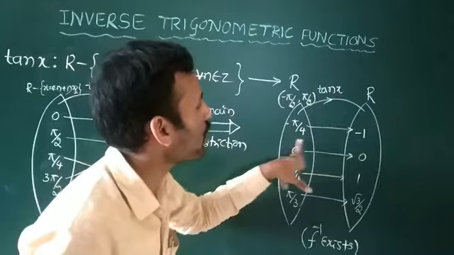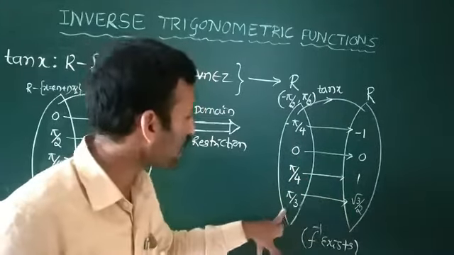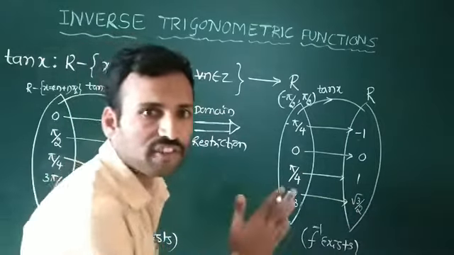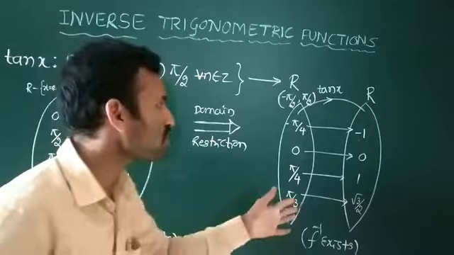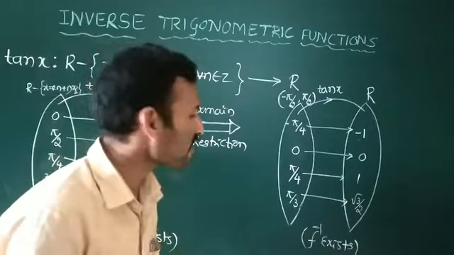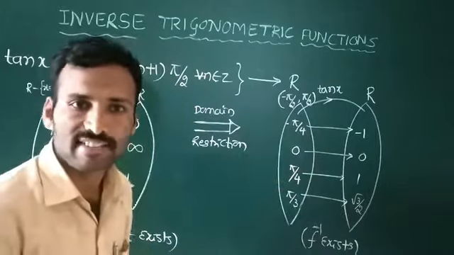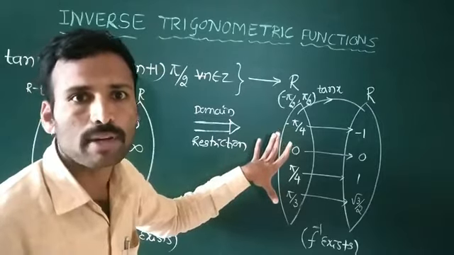Next, tan of minus pi by 4 is minus 1, tan of 0 is 0, tan pi by 4 is 1, and tan pi by 3 is root 3. This means different elements in the domain have different images in the codomain. Hence, the function is one-one as well as onto. Hence, the function has an inverse, that is, tan inverse exists for this domain, minus pi by 2 to plus pi by 2 open interval.